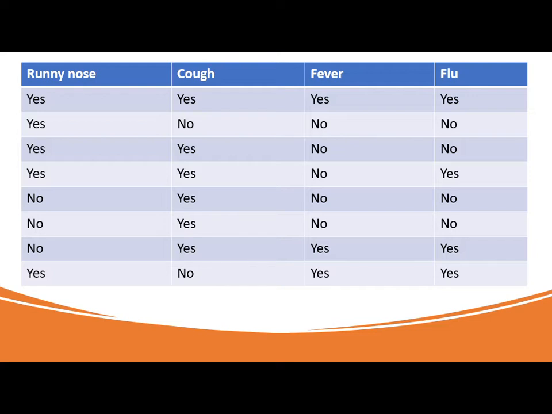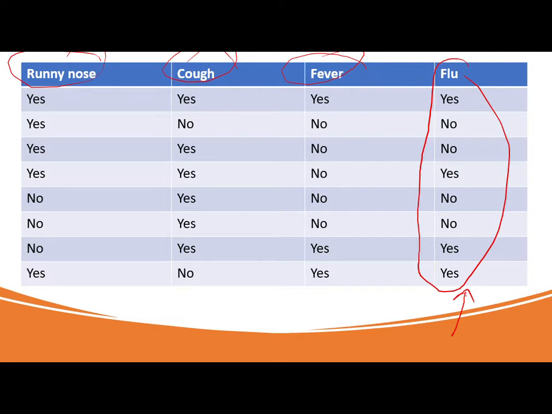Okay, so the best way to do this is to go through an example. So I'm going to introduce you to this data set. We're trying to predict whether or not somebody has the flu. So we have this data set for flu, and we have information on the patients, whether they had a runny nose, cough, or fever. So our dependent variable is the flu, and our independent variables or our features are runny nose, cough, and fever.